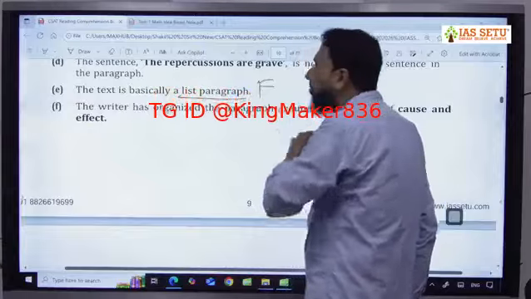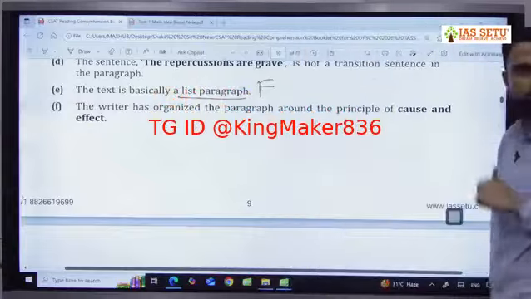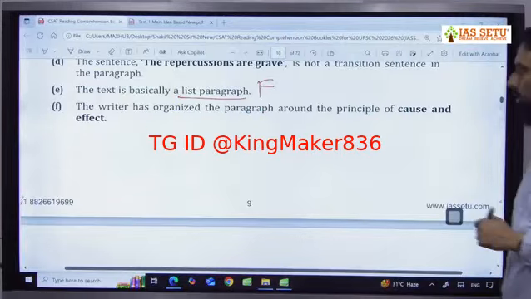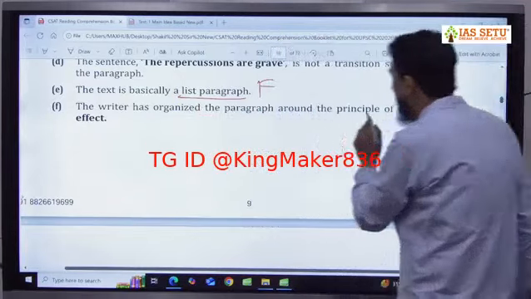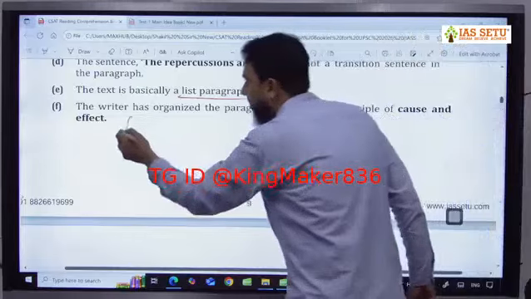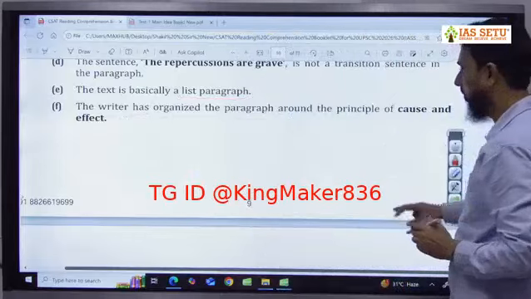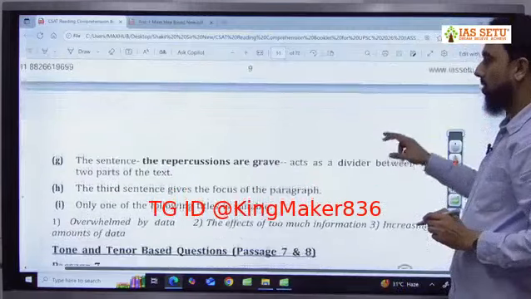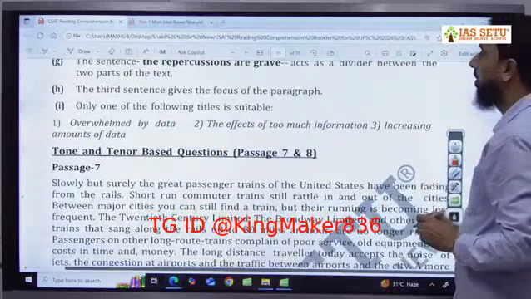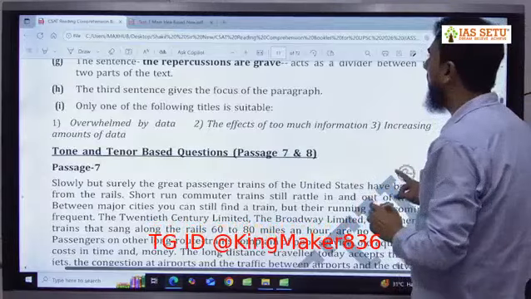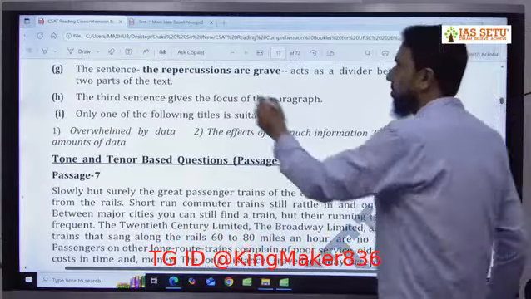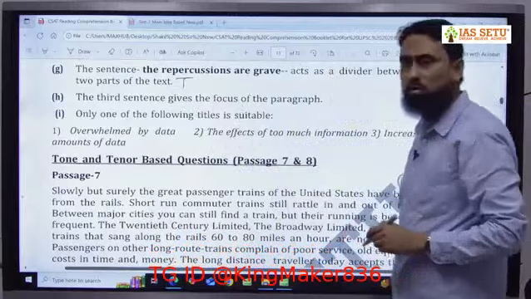इसमें सिर्फ डिस्क्रिप्शन होता है चीजों का, नंबरिंग होती है, मल्टीपल थिंग्स आर देयर. राइटर हैज ऑर्गेनाइज्ड द पैरा अराउंड द क्लॉज. ट्रू. कॉज एंड इफेक्ट इज देयर. And now G, the repercussions are grave, acts as a divider. Yes, true. It's a divider between cause and effect.